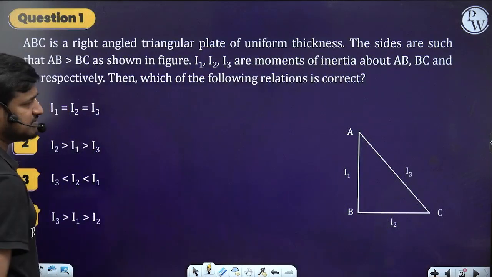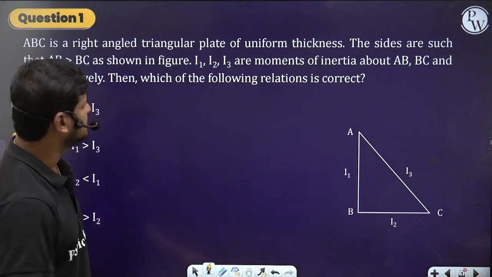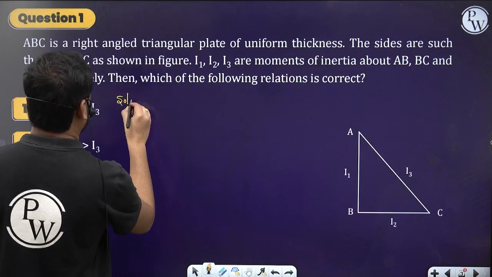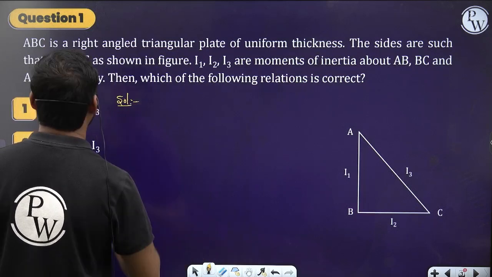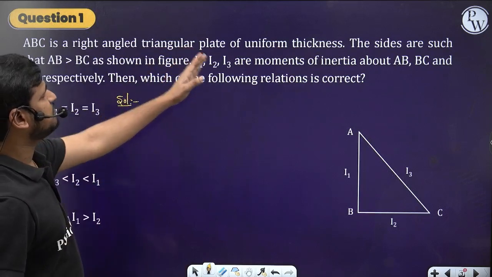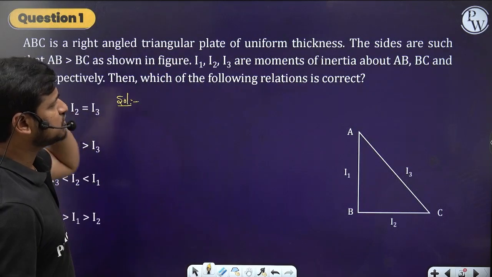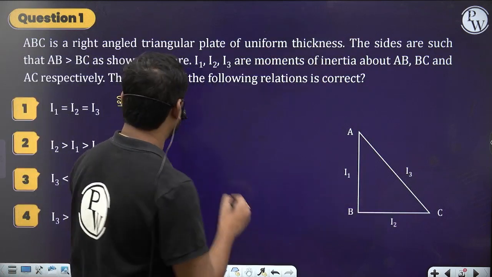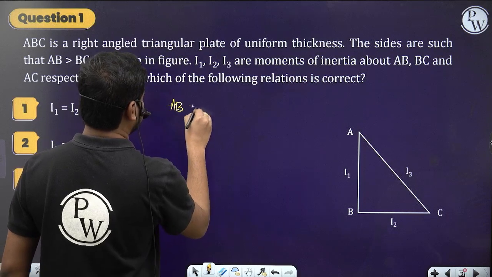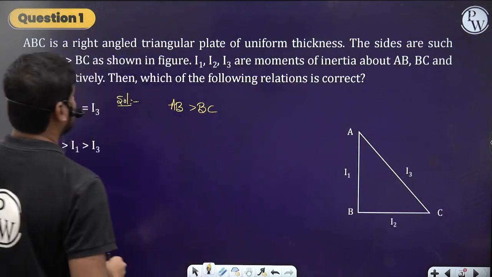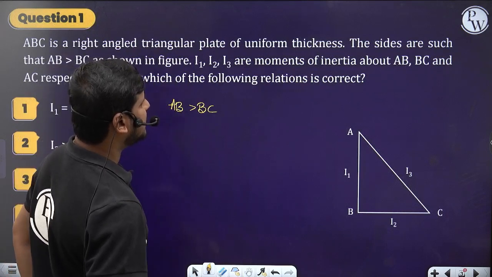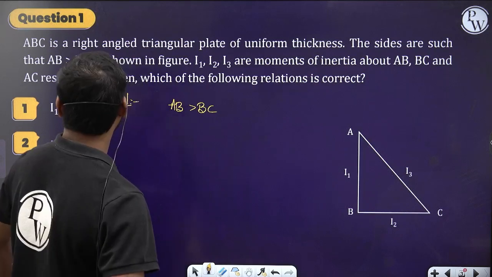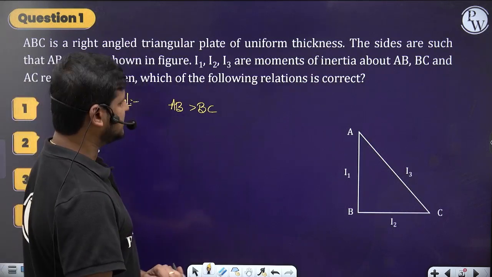Let's begin with a simple question. Try to solve this question on your own guys. What does the question say? ABC is a right angle triangular plate of uniform thickness. The sides are such that AB is greater than BC. Here the hint is AB is greater than BC. As shown in the figure, I1, I2, I3 are the moments of inertia about AB, BC and CA respectively. Which of the following relations is correct?